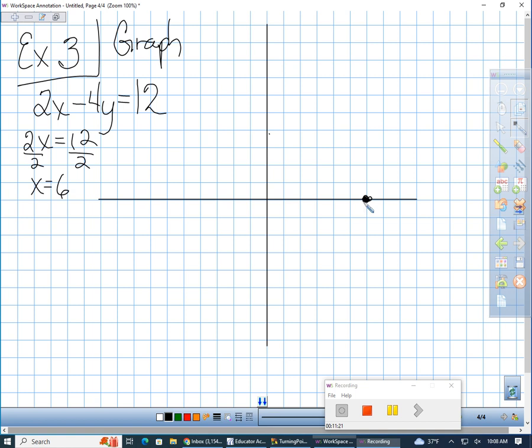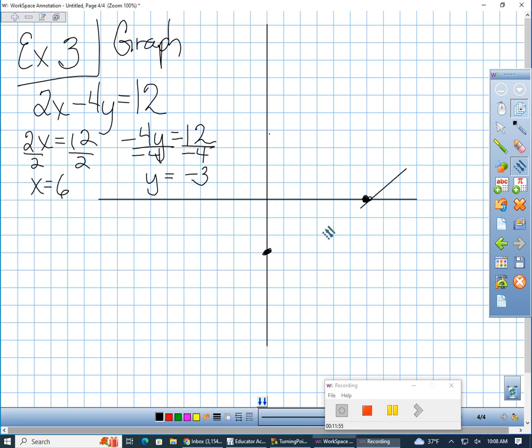Now I want to know where it's going to cross the y-axis. So I'm going to cover up what up here? The 2x. So I'm left with negative 4y equals 12. To solve that, we divide by negative 4, the coefficient on y, and we get y equals what? Negative 3. So let's go ahead and plot negative 3 on the y-axis. 1, 2, 3. And connect them. Oh, I missed my little dot. There we go.